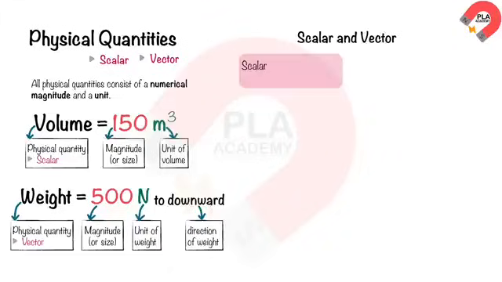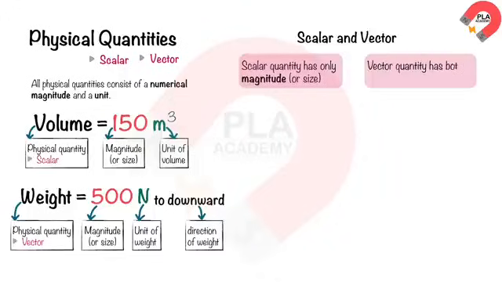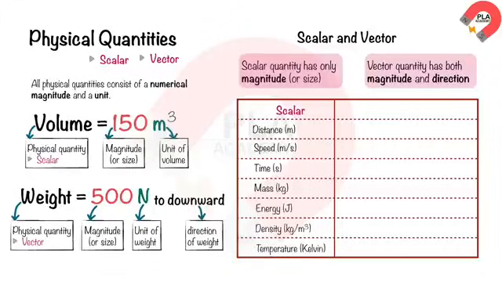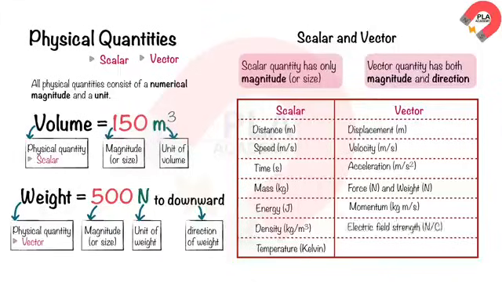Scalar and vector. A scalar quantity has only magnitude, or size, which is a numerical value. A vector quantity has both magnitude and direction. For example, some scalar quantities in physics include distance, speed, time, mass, energy, density and temperature. Some vector quantities in physics include displacement, velocity, acceleration, force and weight, momentum, electric field strength and gravitational field strength.